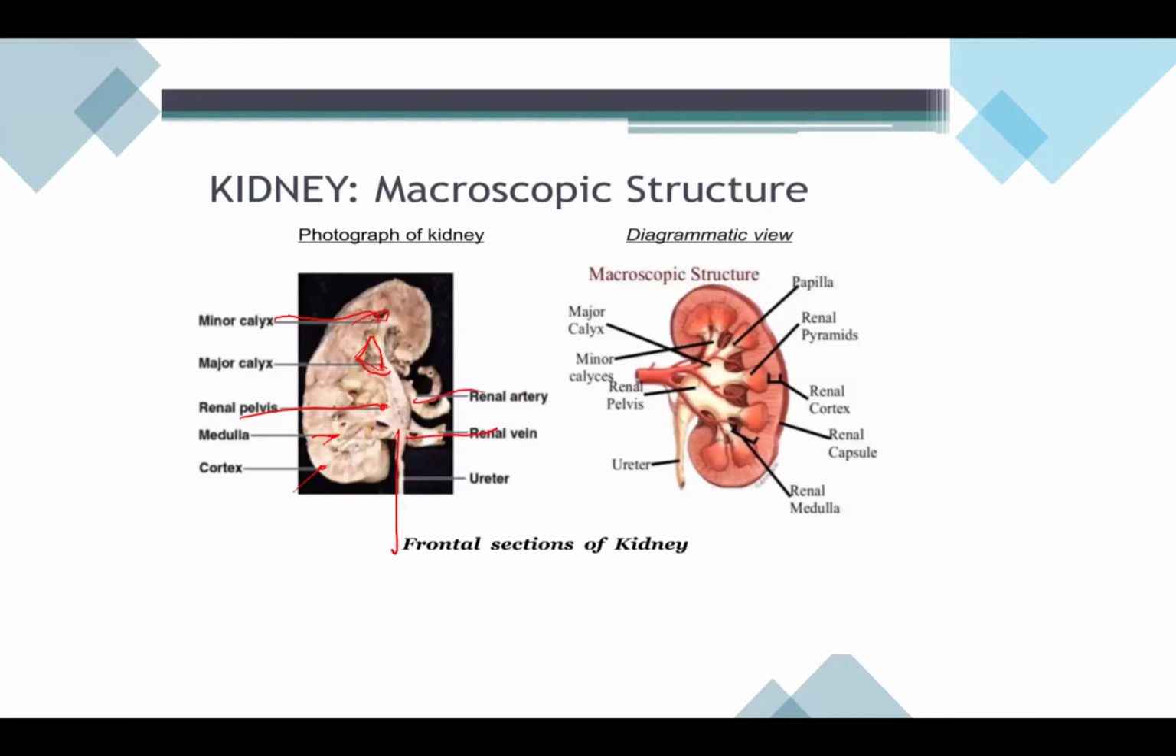In the diagrammatic view of the macroscopic structure, what do we see? This is the papilla. These are the renal pyramids. Those are under the renal cortex. This is the renal capsule. This is the renal medulla, ureter, renal pelvis, minor calyx, major calyx, and done.